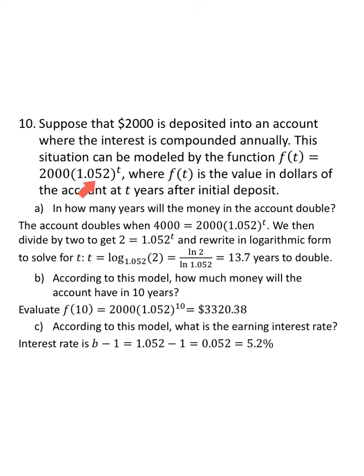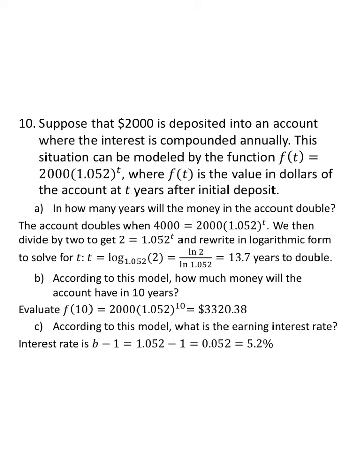According to this model, how much money will the account have in 10 years? Years. 10 years. T is years. Let's put a 10 in for T. 2,000 times 1.052 to the 10th power. $3,320.38. But how do you know if you're right? Like that doesn't seem like very much money. But remember, it takes 13.7 years to get $4,000. 10 years, I should have less than $4,000. All right, that seems reasonable. That seems like it's a possibility.